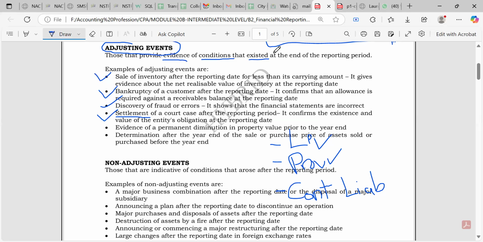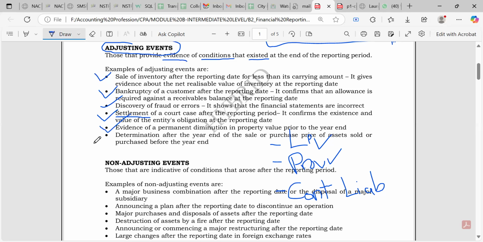Evidence of conditions that existed, right? And then the other point, evidence of a permanent diminution in property value prior to the year end. Maybe the value of the property has fallen down, right? Maybe it was there before the year end, but you just hadn't noticed. Anything that happens after the year end with a big change, obviously, if there is a different reason, they would have told you, okay, something happened, and that's why this was the situation. But if silent, we presume that that thing was still there at the year end, but we just hadn't noticed, right?